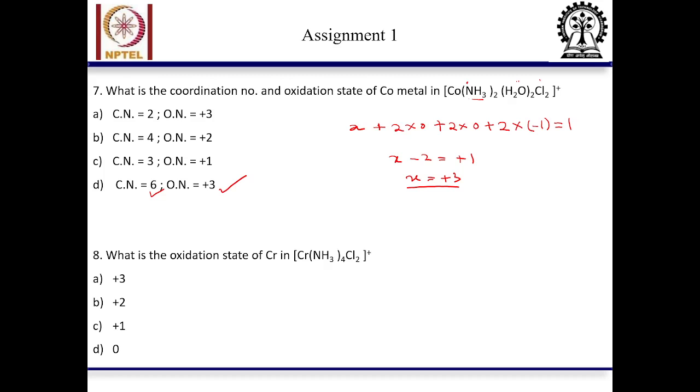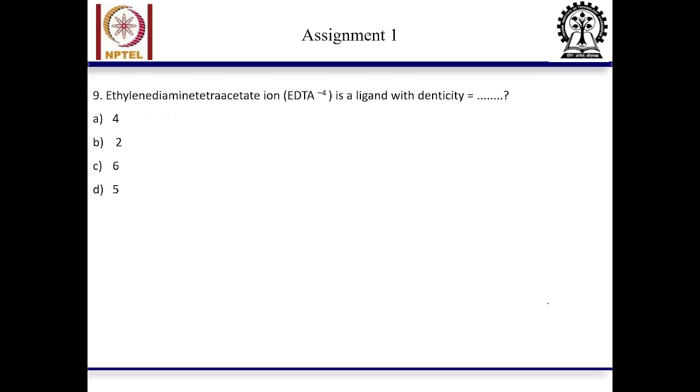Let me go quickly. Suppose the chromium oxidation state is X. So 4 into 0, because for a neutral ligand the oxidation state is 0, plus 2 into Cl minus, which is minus 1, is equal to plus 1. So basically X is equal to plus 3. So this is correct.